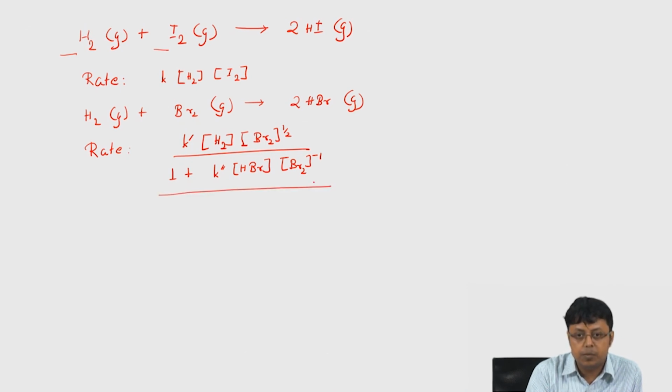Now, you see that the rate expression is fairly complicated. It is not simply proportional to the concentration of hydrogen or the concentration of bromine. And also here you cannot say the rate is first order with respect to hydrogen, because it is not simply proportional to H2, there are other factors also in the denominator. And you can also not say that the order of the reaction is half with respect to bromine, or -1 with respect to bromine, or it is -half with respect to bromine. You cannot say that.